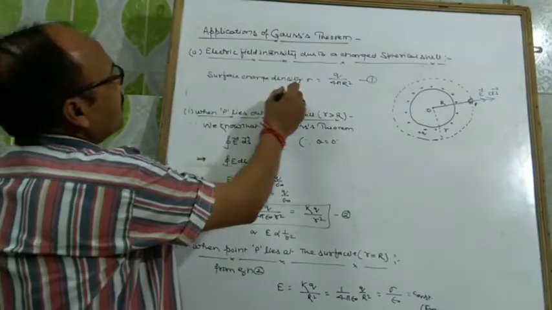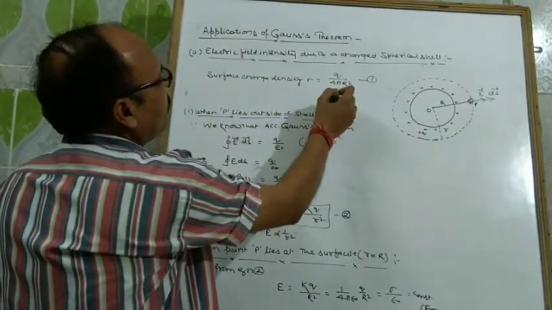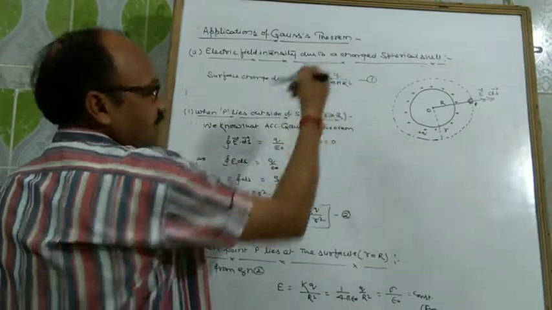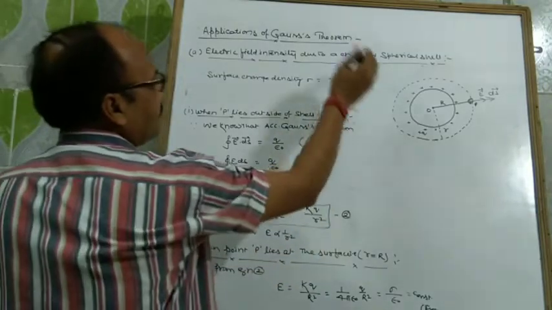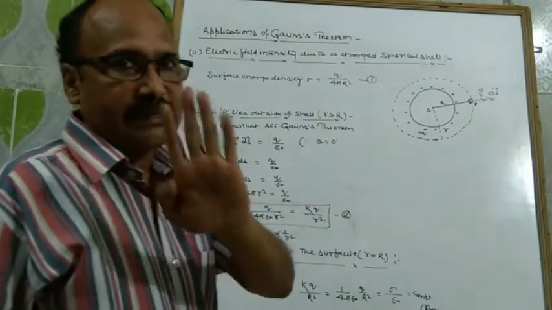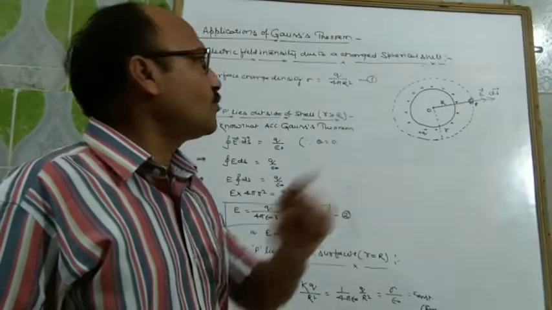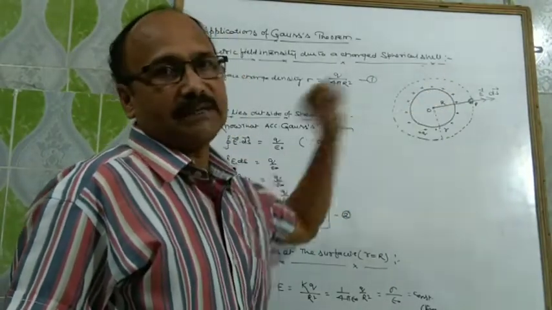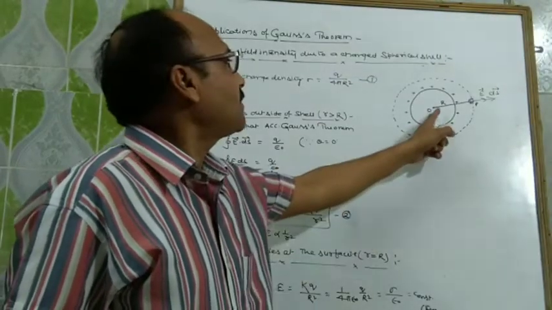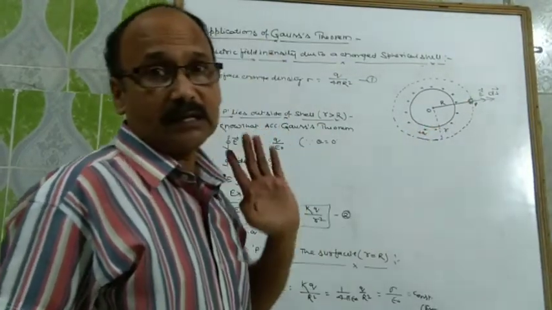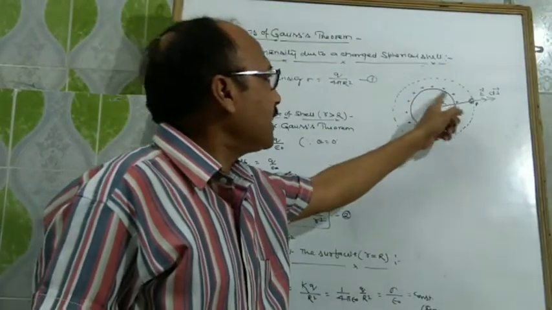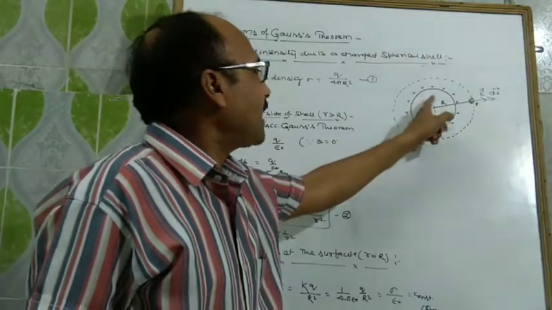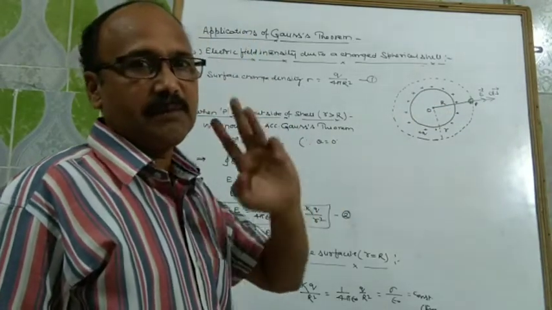So the surface charge density sigma equals q upon 4 pi R square, meaning total charge upon the surface area of the shell. This is equation first. There will be three cases to determine the electric field intensity due to a charged spherical shell. First case, if the point P lies outside the shell. Second case, if P lies at the surface of the shell. Third, P lies inside the shell. So there will be three cases.